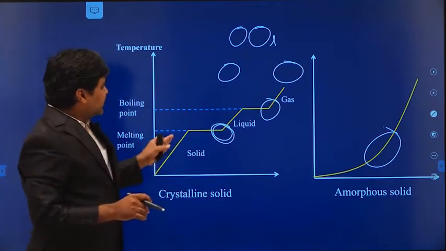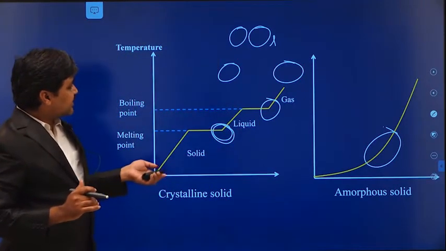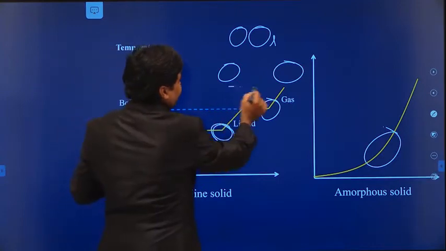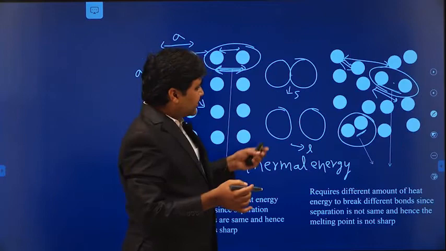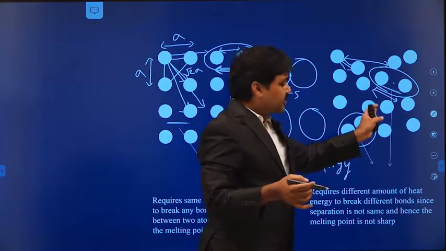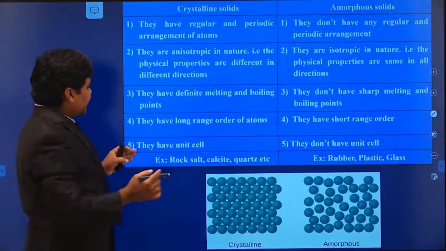In the same way, all atoms have the same separation in the case of crystalline materials. So all the pairs of atoms require the same amount of thermal energy. But here, because of the irregular nature, a range of temperatures is required to boil them. So they have no long-range order.